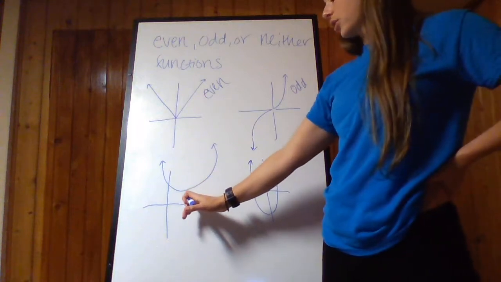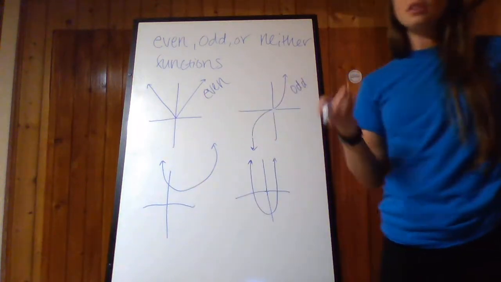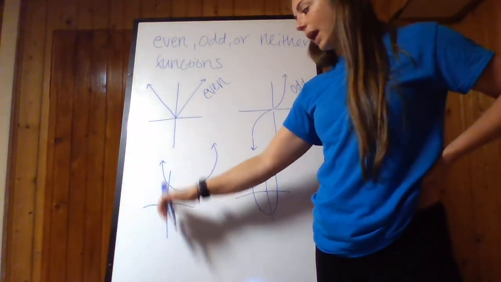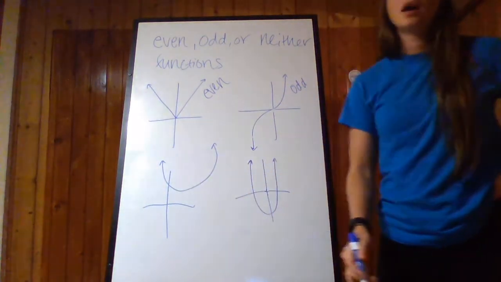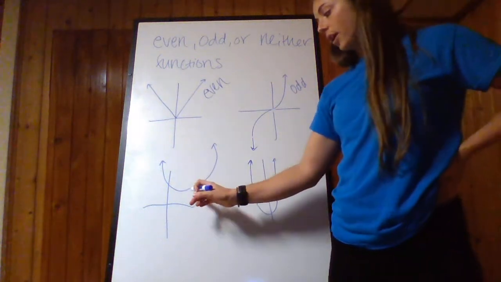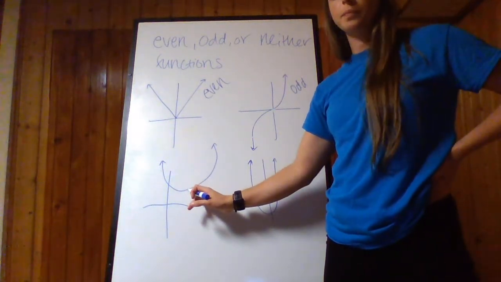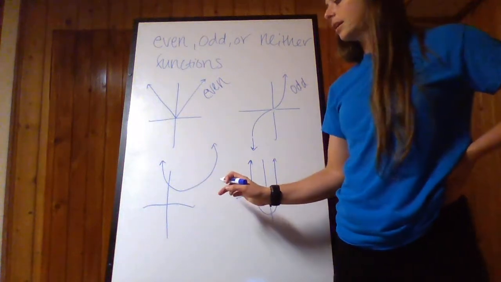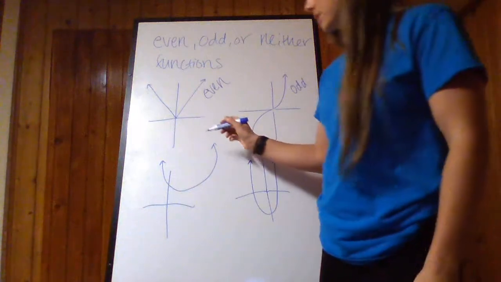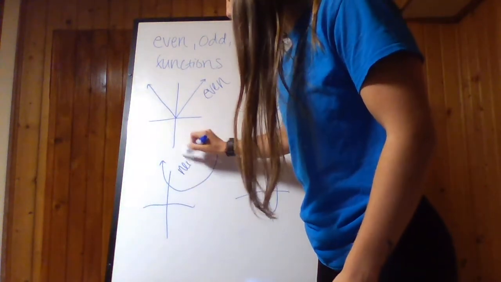Looking over here at this one, remember we have that neither option. It's going to happen, so we test it. Am I symmetrical about the y-axis? Could I fold this in half over the y-axis and it would match up? Definitely not. The majority of this parabola is on the right side, so if I folded it up, it would not match up at all. So this is going to be a neither.